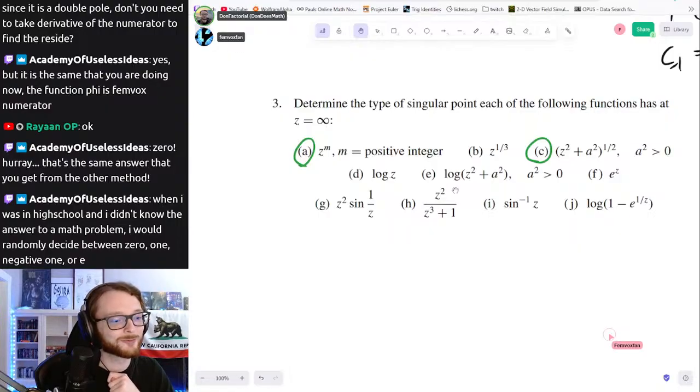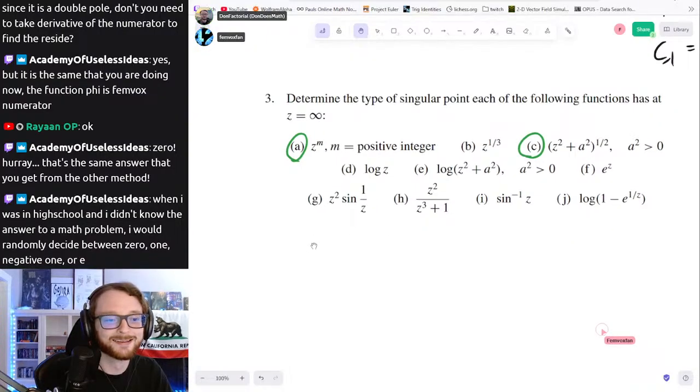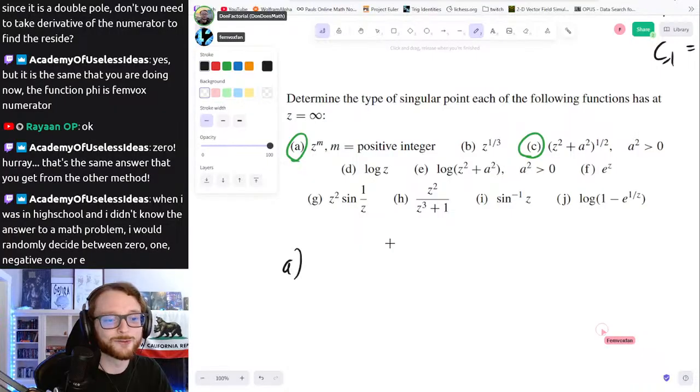When Slim was in high school and didn't know the answer to a math problem, he would randomly decide between 0, 1, -1, or e. Those aren't bad guesses. She's going to choose a random one.